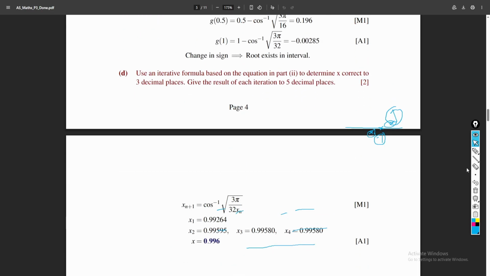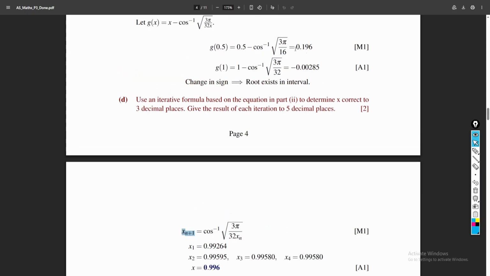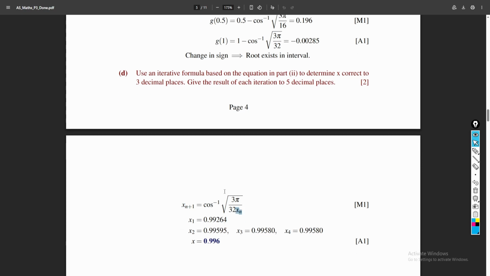Now we use the iterative formula. This is very easy. What we do is we simply take a value in this range from 1 to 0.5, and then input it into x, and then whatever we get, we input it again, and we keep on doing this until we get something that's stable. Like over here, we need the answer to 3 decimal places, and we're seeing that the answer isn't changing. So we just end it here and give 0.996.